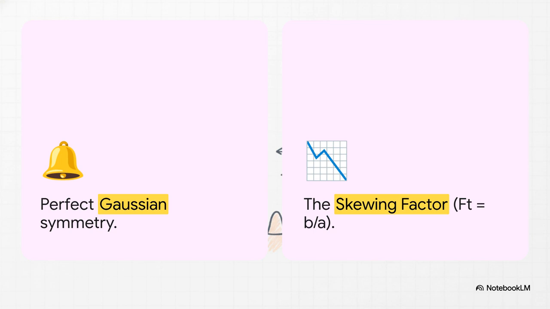So we anchor reality back to the model by contrasting our perfect symmetry with what's called the mathematical skewing factor. Measured really low down at just 10% of the peak's height, analysts compare the back half of the peak to the front half. If that ratio isn't exactly 1, well, we've lost our perfect Gaussian symmetry, and the math has to adapt to the physical reality of the situation.